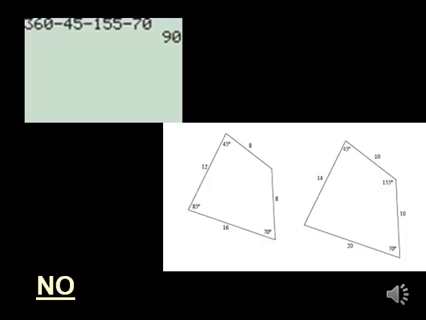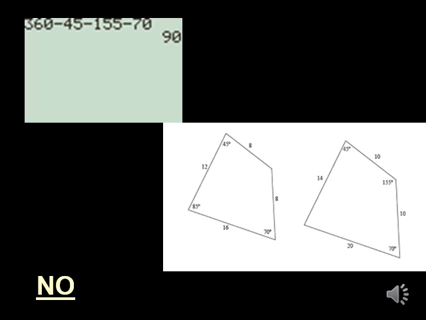Not every pair of polygons you'll see will be similar, though. Here, if you look at these, what I did is I tried to find the missing angle from the quadrilateral on the right. And so I took 360, I subtracted off 45, 155, and 70.